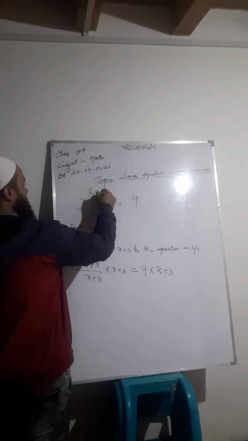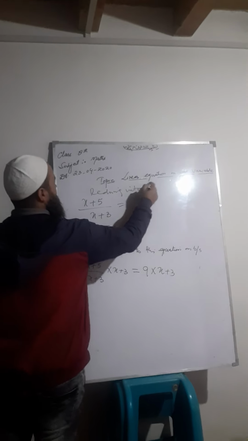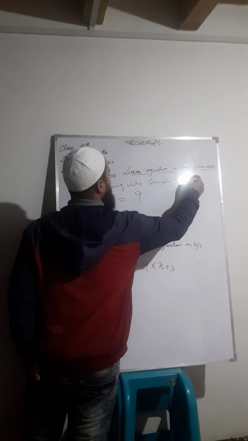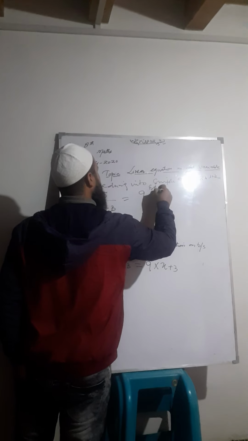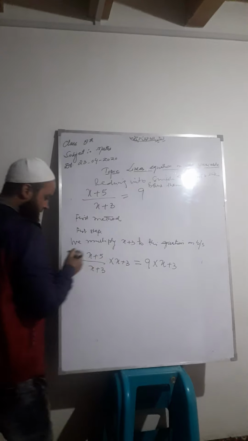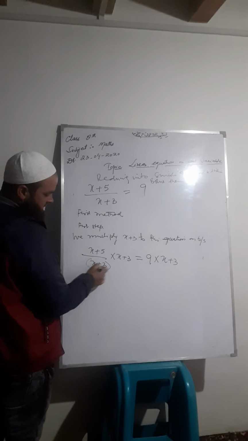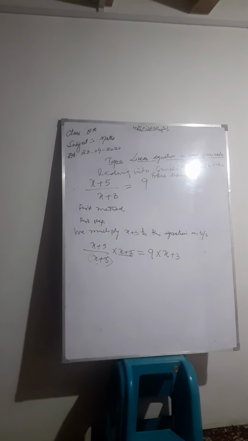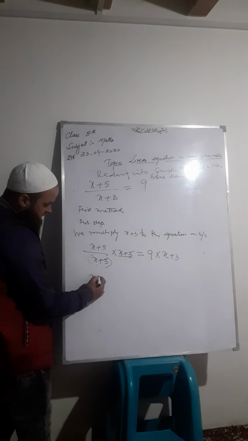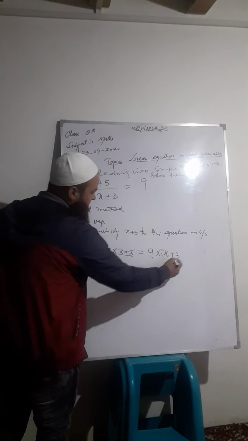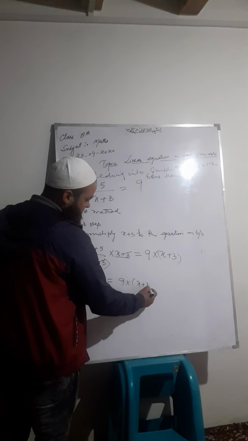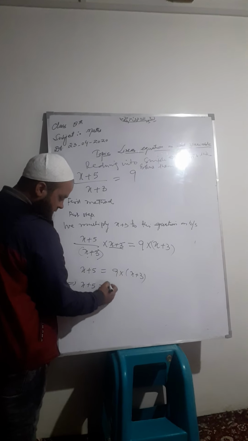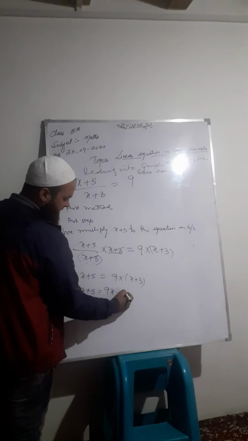This is reducing into a simple equation, and then we solve it. Here is x plus 3, here is x plus 3. It is in multiplication, so both algebraic expressions will be cancelled. Now here remains x plus 5 is equal to 9 into (x plus 3). We write this as x plus 5 is equal to 9 into x, which is 9x, plus 9 into 3, which is 27.